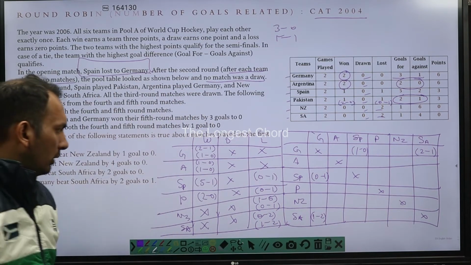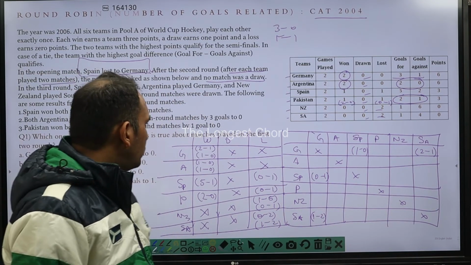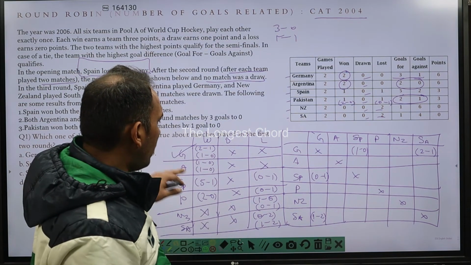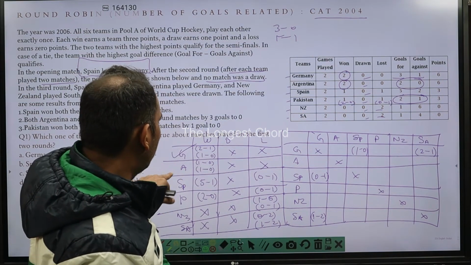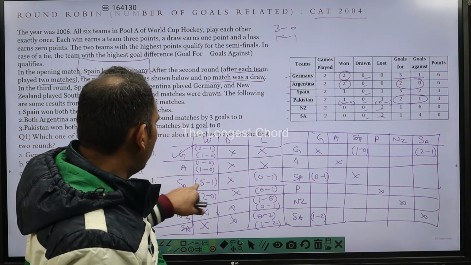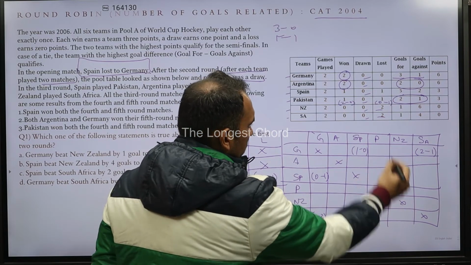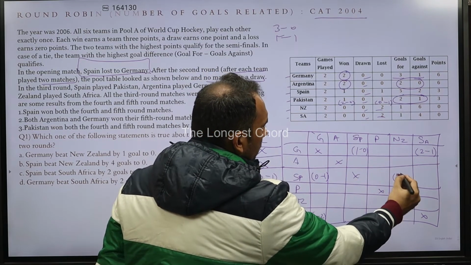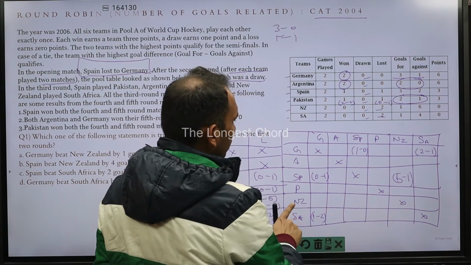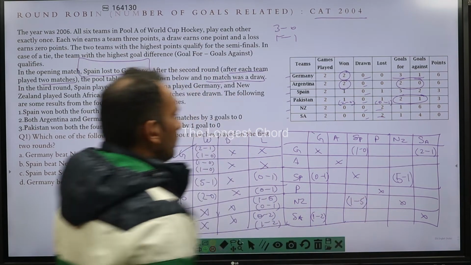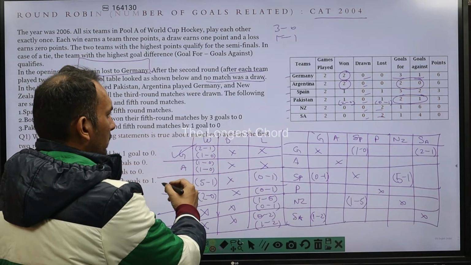And if we continue, we can say that for Germany, everything is sorted. Now we'll start looking at Argentina, and we can say that Spain has defeated New Zealand 5-1, or we can say New Zealand is getting defeated by Spain 1-5. So Spain is getting sorted now.